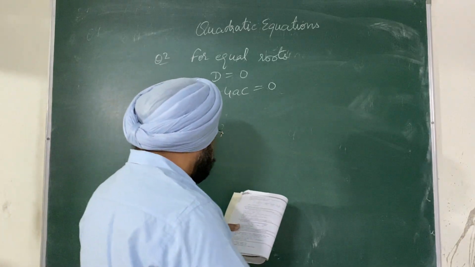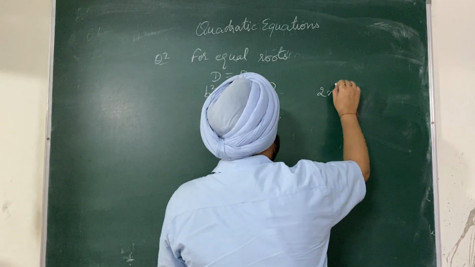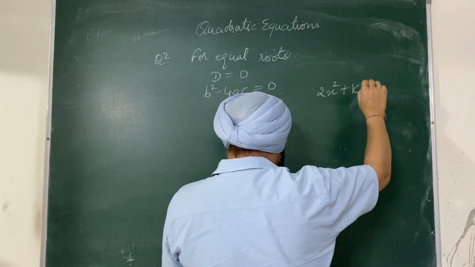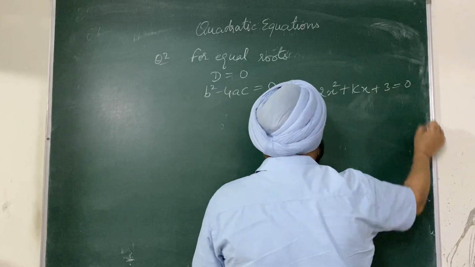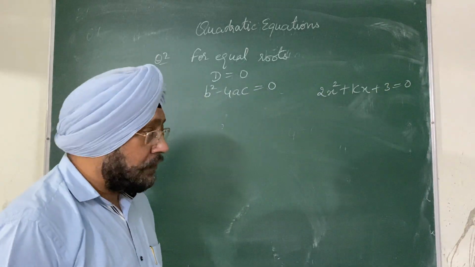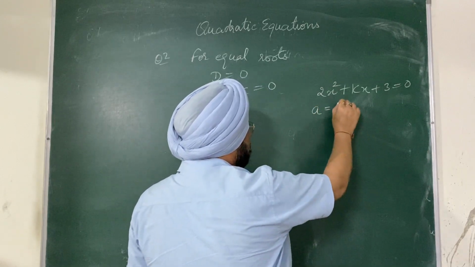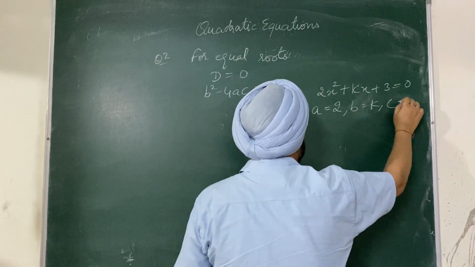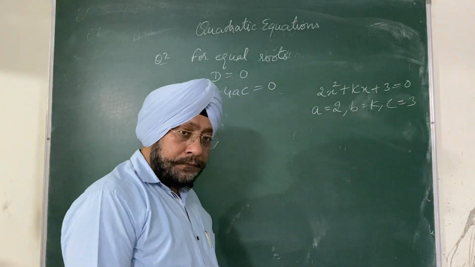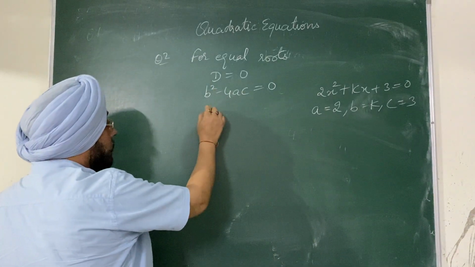Now we have the equation 2x squared plus kx plus 3 equals 0. This is the condition given to you. So if we see this equation, can I say the value of a is 2, b is k, and c is 3, right? Now substitute these values here.